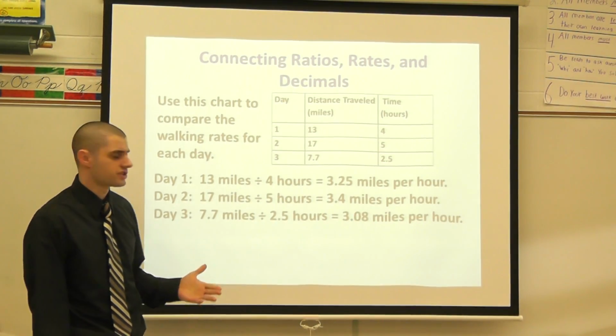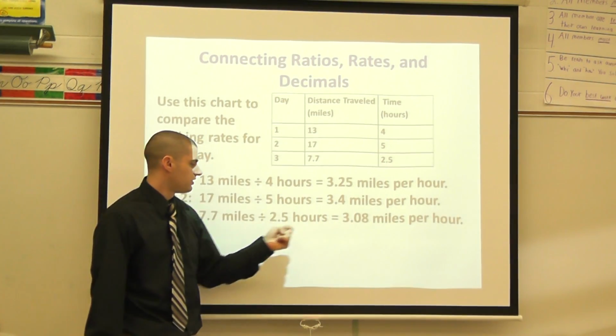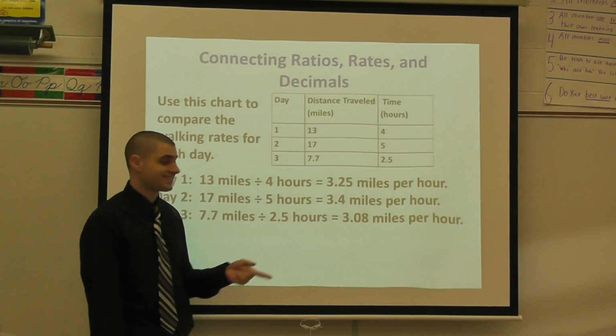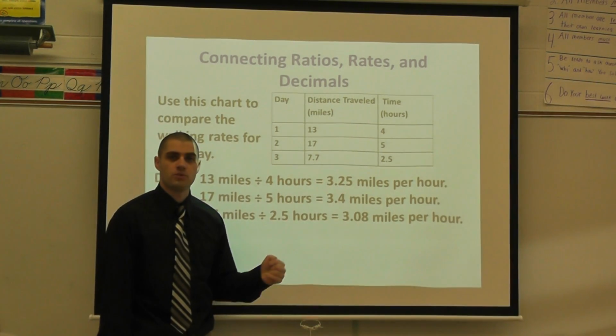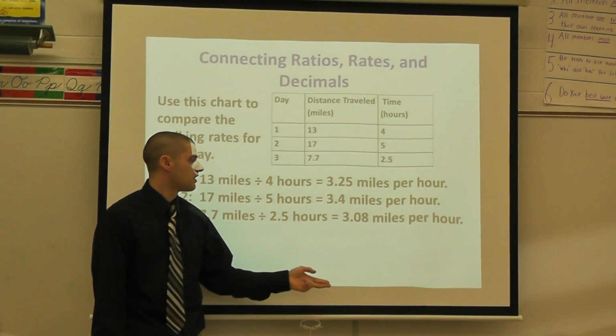What day did I do the worst? I would have said day 3. Even though I went fewer miles and it took me less time, I was only going 3.08 miles per hour.